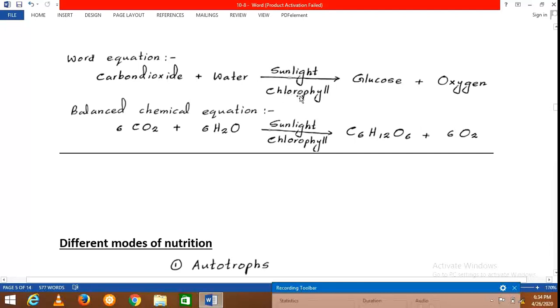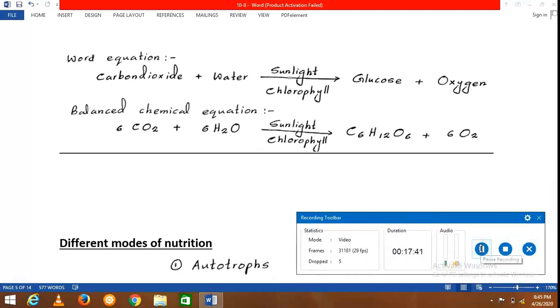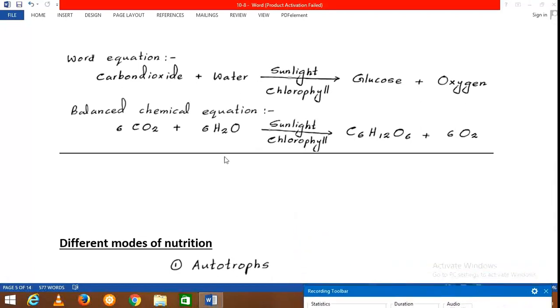When these four factors are present, green plants or the photoautotrophs will produce glucose as the main product, and they will release oxygen as a byproduct. Here the balanced chemical equation for photosynthesis is shown. And this is the balanced chemical equation. Later you will learn how to balance an equation.